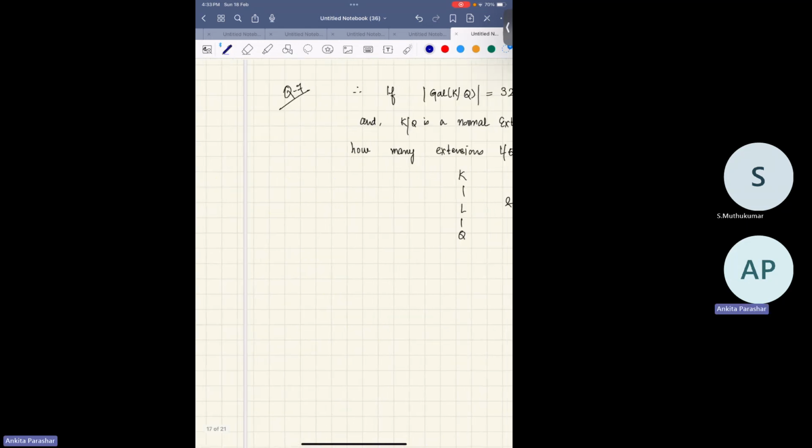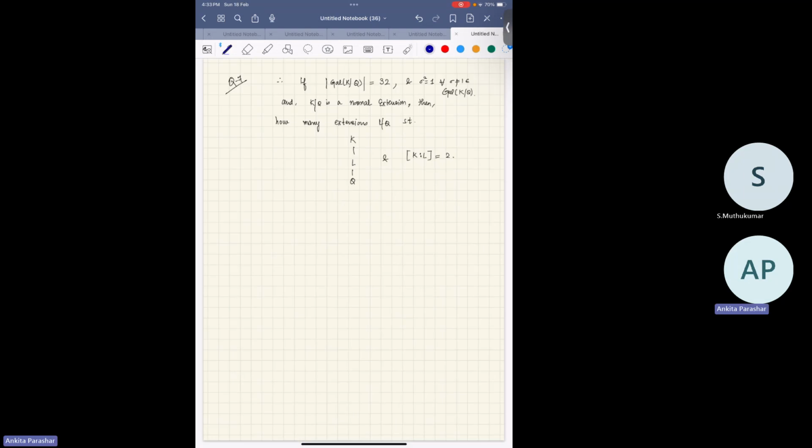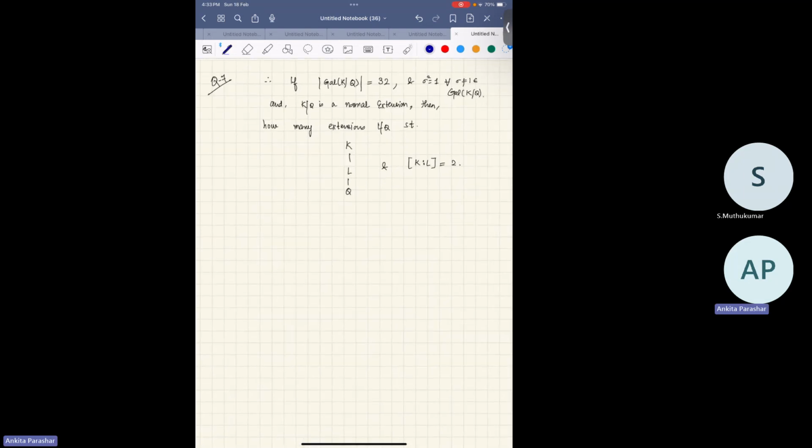All right. Another question now with a similar property. I'm using the previous question now. If the Galois group of K over Q is a group of order 32 and every element has order 2 except the identity, and the extension is a Galois extension, let's say I'm writing normal, how many extensions L over Q are there with K over L of degree 2? I mean, not index, the degree of the extension K over L is 2.